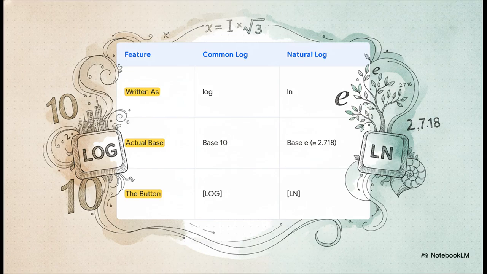When you see log written out, or when you press that log button, you're dealing with the common log, and that always means base 10. ln, on the other hand, stands for the natural log. That one uses a really special number called e as its base, which is roughly 2.718.